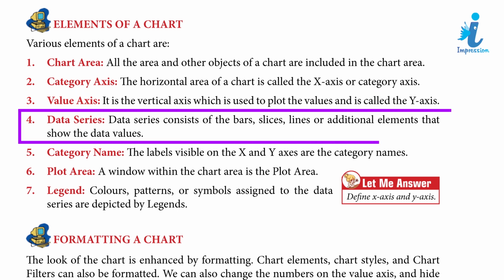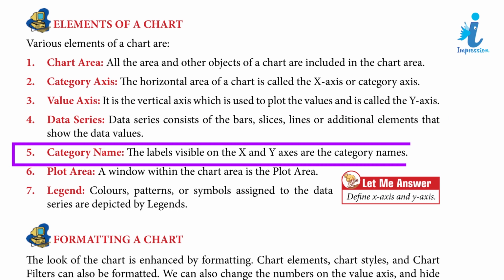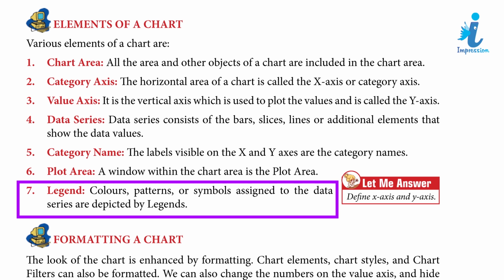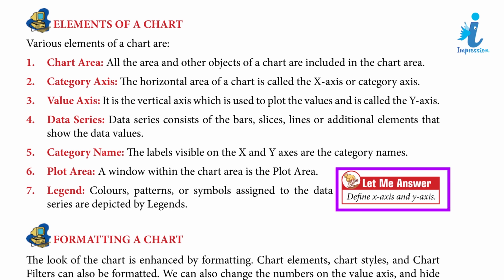4. Data series. Data series consist of the bars, slices, lines or additional elements that show the data values. 5. Category name. The labels visible on the x and y axis are the category names. 6. Plot area. A window within the chart area is the plot area. 7. Legend. Colors, patterns or symbols assigned to the data series are depicted by legends. Let me answer. Define x-axis and y-axis.